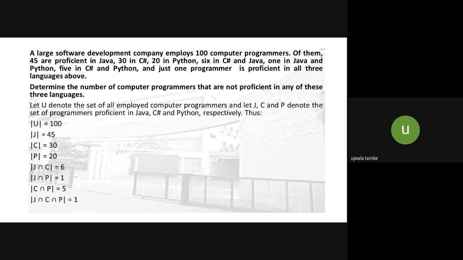the value 16. So there are 16 computer programmers that are not proficient in any of these three languages.